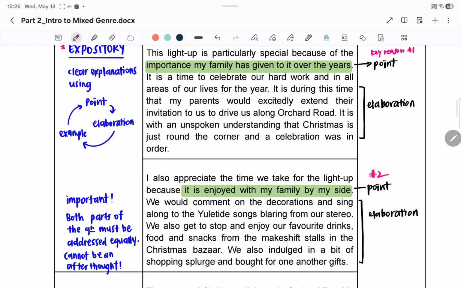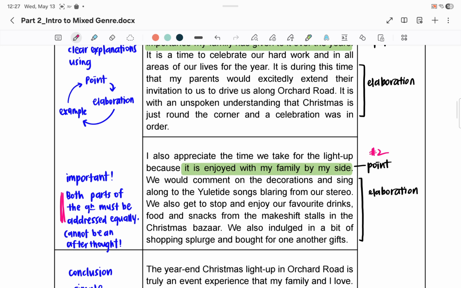Okay, and very, very, very importantly, you must address both parts of the questions equally. You cannot do a piece of work where it's 70% description and then 30% explanation, because that is quite lopsided. And for an essay like that, you will not do well for task fulfillment because it's not equally addressed. Similarly, let's say you run out of time when you are writing, you focus only on the explanation, you miss out the whole description component, again, you will not do well. You have to address both equally. It cannot be a rushed job.